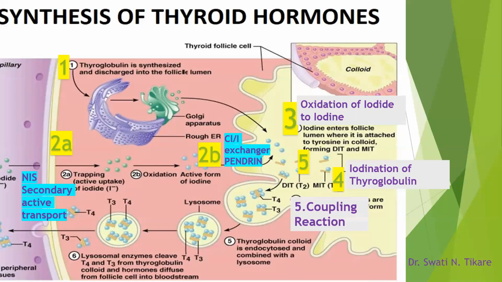Fifth step is the coupling reaction. So what is coupling reaction? The combination of two molecules. One is the MIT and other is DIT, or it can be two molecules of DIT that are combining. Okay. So accordingly, DIT plus DIT forms T4, and MIT plus DIT forms T3, whereas the reverse, DIT plus MIT, forms reverse T3.